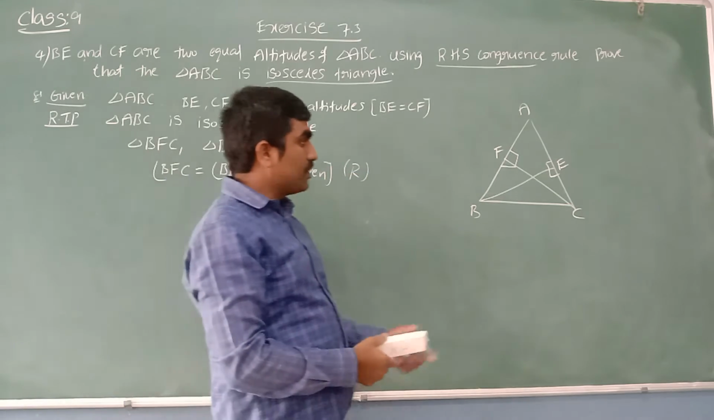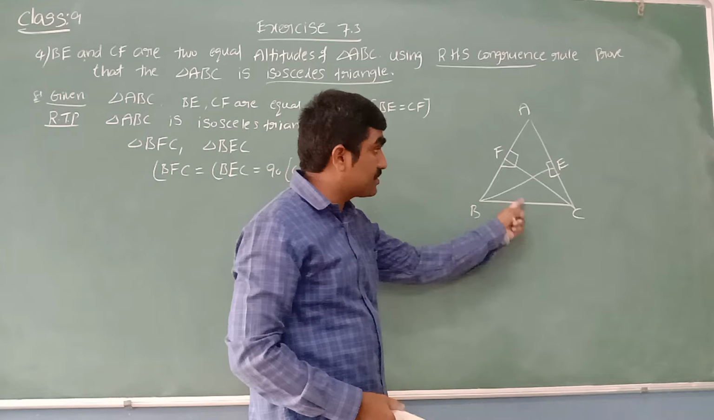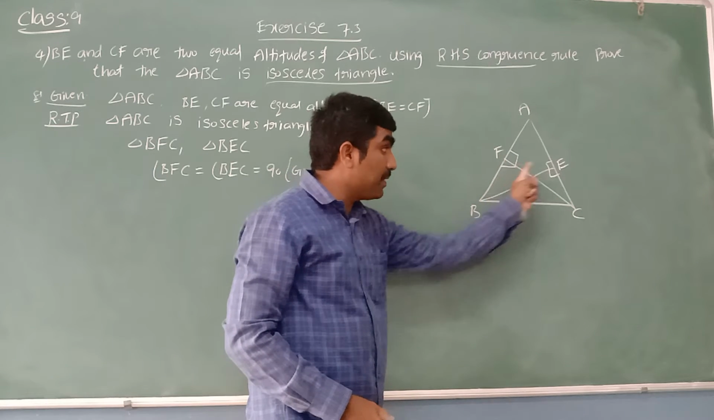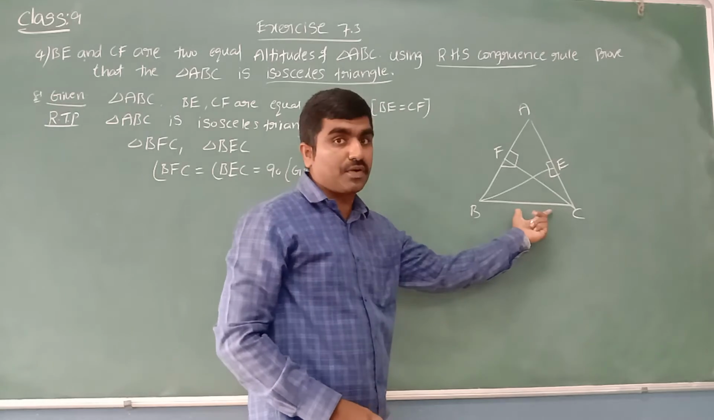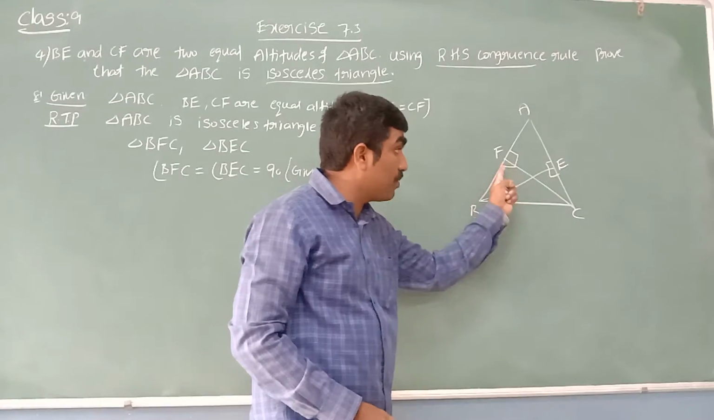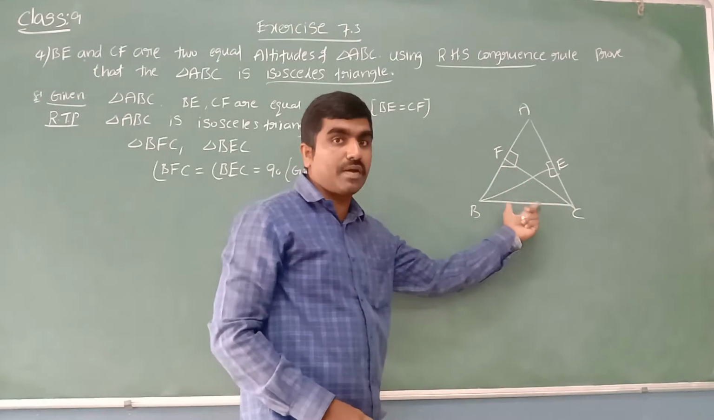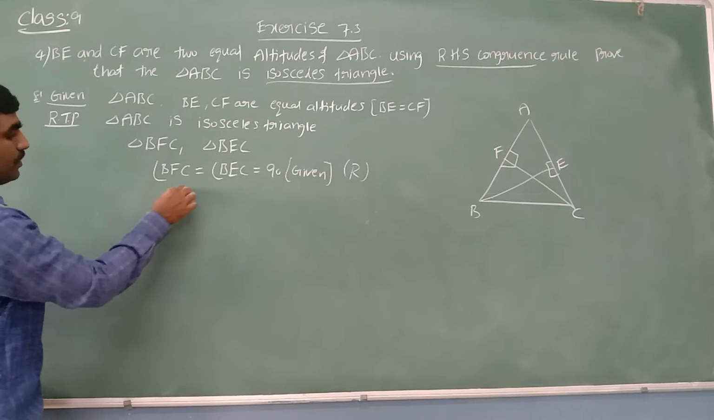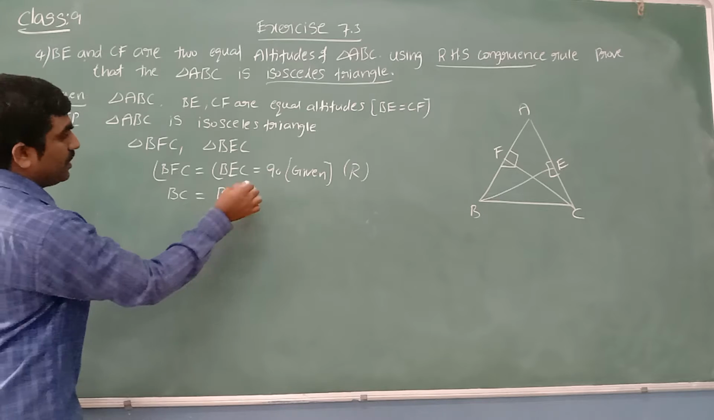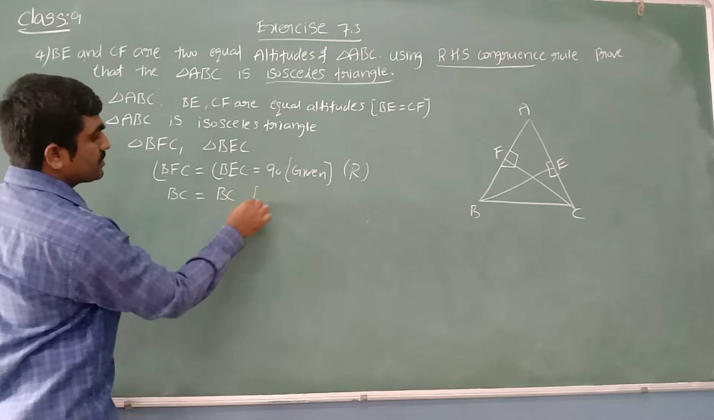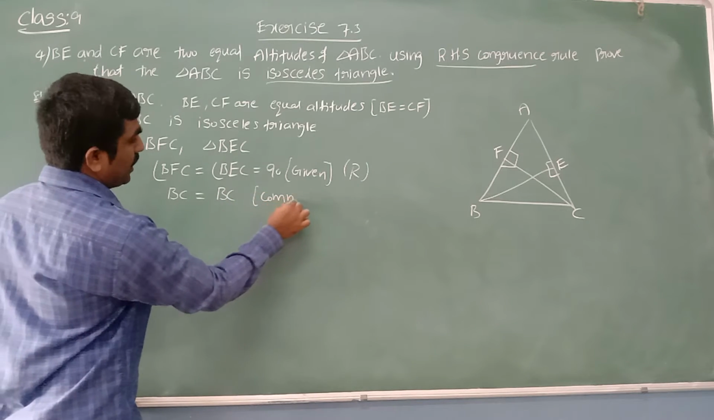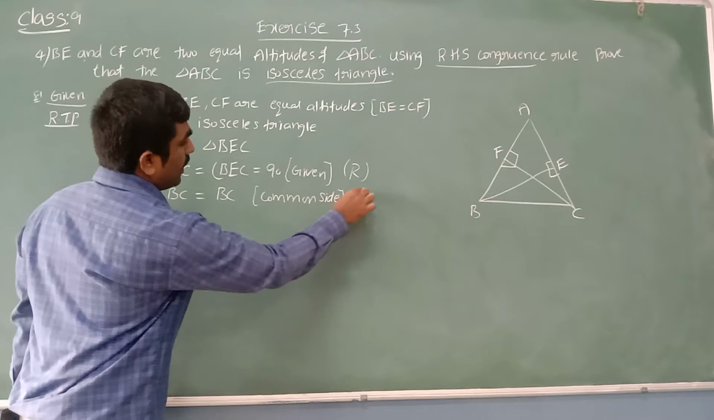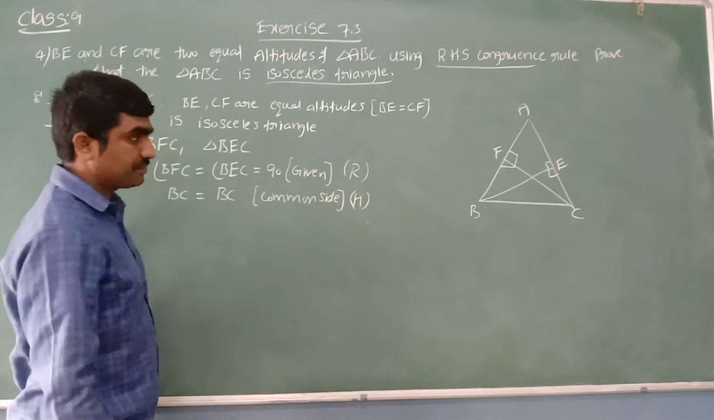Next, opposite of this right angle is BC, the hypotenuse. In triangle FBC, BC is the hypotenuse. In triangle BEC, BC is the hypotenuse. So BC is the hypotenuse of both the triangles, which is common for both the triangles. What can we write? BC is equal to BC. The reason is it is the common side for both the triangles, and also the hypotenuse for both the triangles.